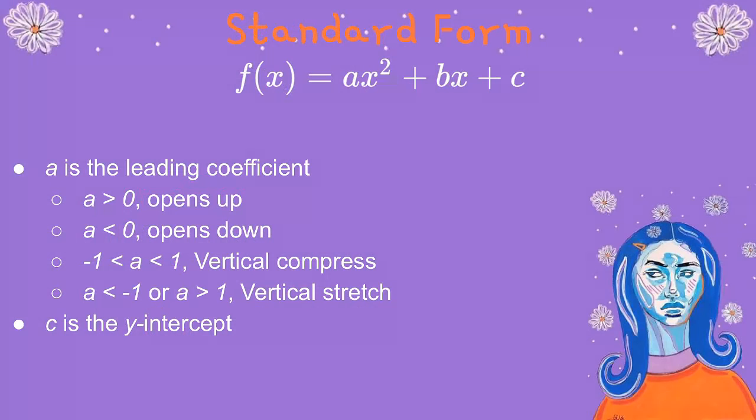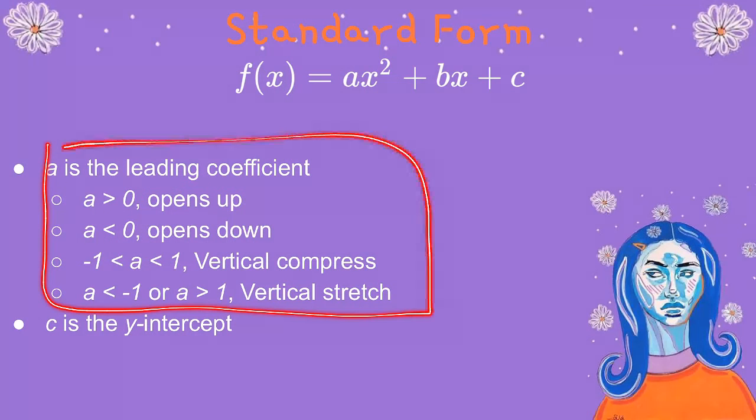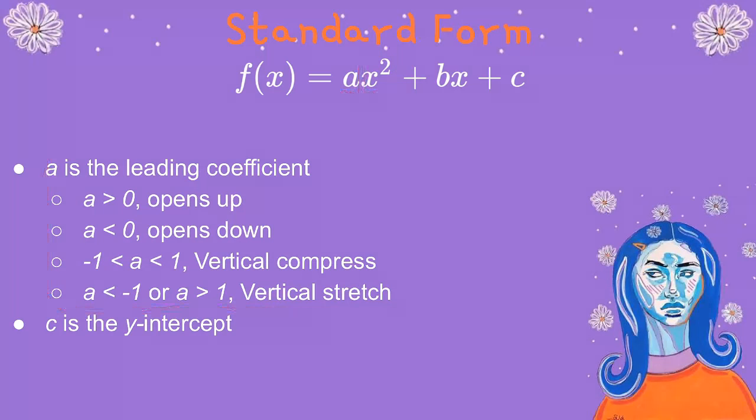Okay. Standard form. All of this A stuff is exactly the same as in the previous situation with factored form. Notice that our A in this situation is the coefficient of x squared. C, right there, C is our y-intercept. So that means we're going to have a point (0, C).